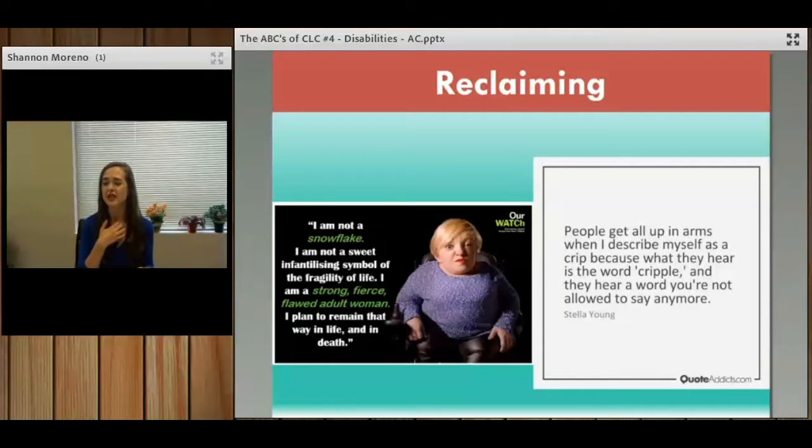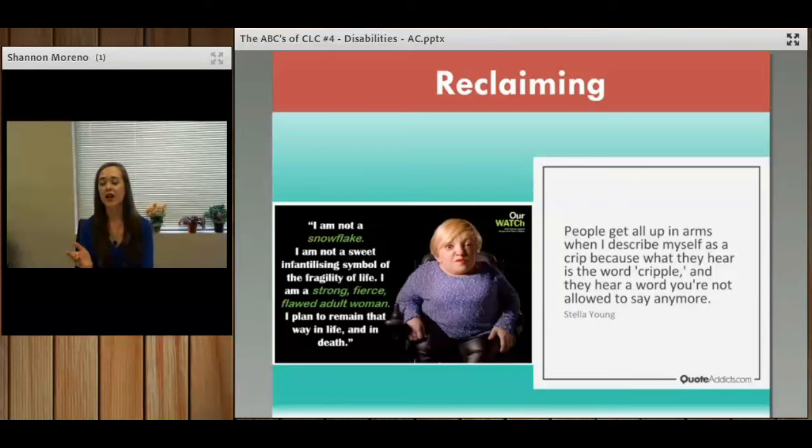You can see on the screen, this is a picture of a disability activist named Stella Young. And on the left-hand side is a quote from her, just to give you an example of how she really comes from this social model of disability as far as how she views her disabilities, her worldview type of thing. She says, "I'm not a snowflake. I am not a sweet and scintillating symbol of the fragility of life. I'm a strong, fierce, flawed adult woman. I plan to remain that way in life and in death." Okay, so it's kind of her worldview and how she sees things.